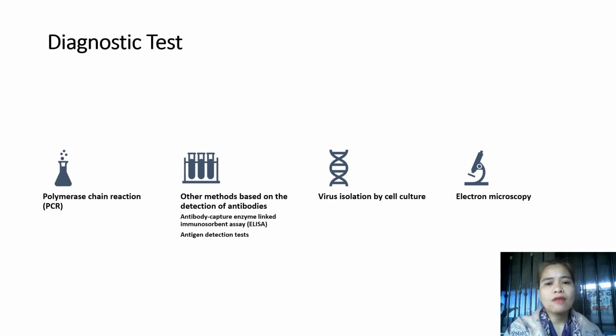Another one is virus isolation by cell culture. So we have discussed that before, that when we do the culture, we'll be able to see what specific microorganism is infecting the individual. And another one is electron microscopy, wherein we visualize the microscopic characteristics of the microorganism.